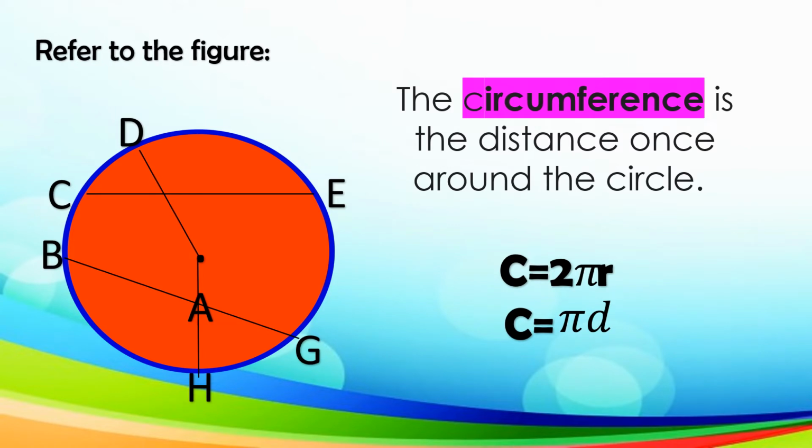Another term related to circle is the circumference. The circumference is the distance around the circle. So yan yung distansya sa buong circle, sa palibot ng circle. The formula that we can use in finding the circumference is C equals 2 pi r. And another is C equals pi d, where d is the diameter.